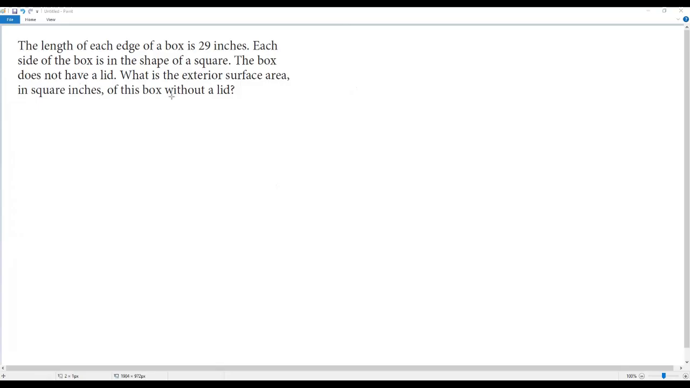Okay, first let me draw the box. Here I have drawn the box. Since each side of the box is in the shape of a square, it is a cube. And for a cube, we have 6 faces. But the question says that the box does not have a lid.